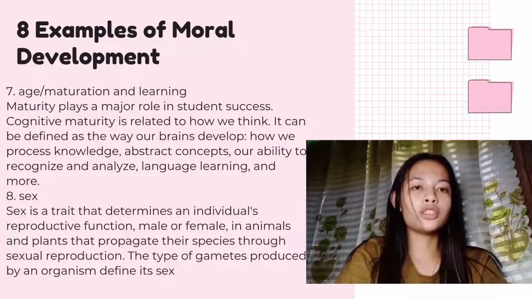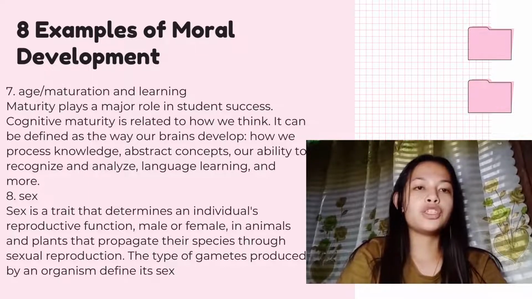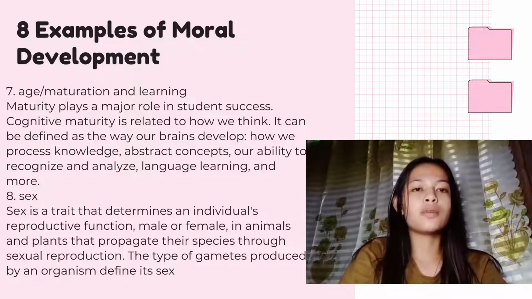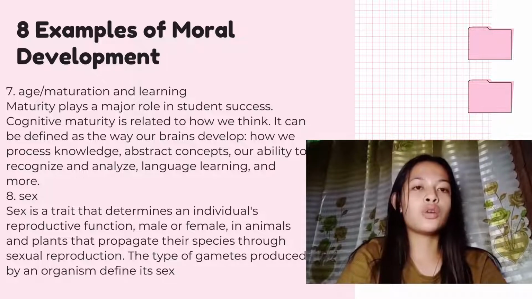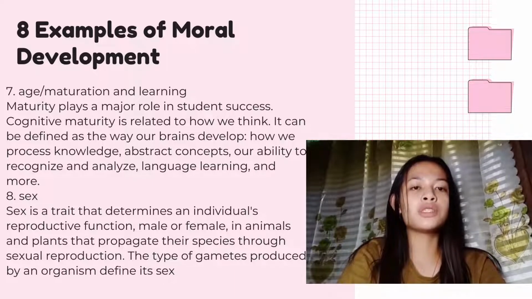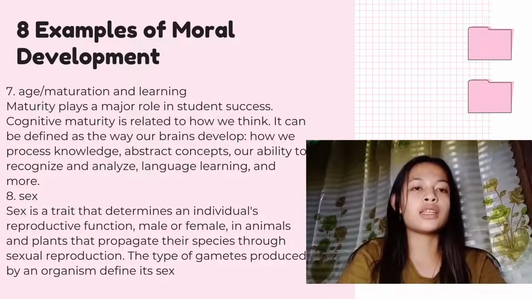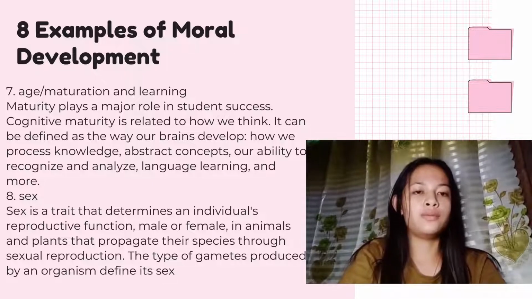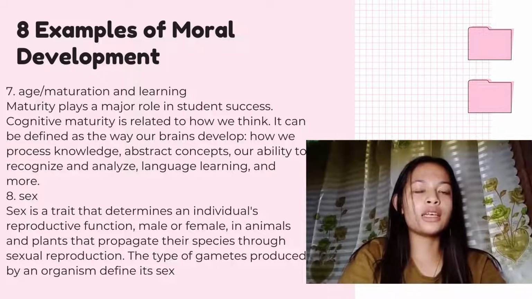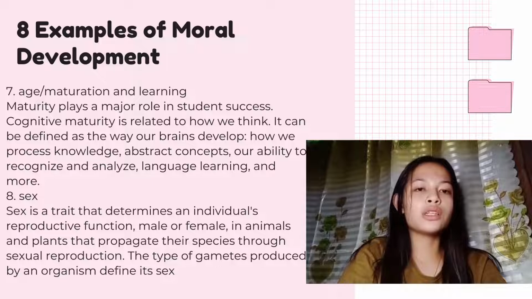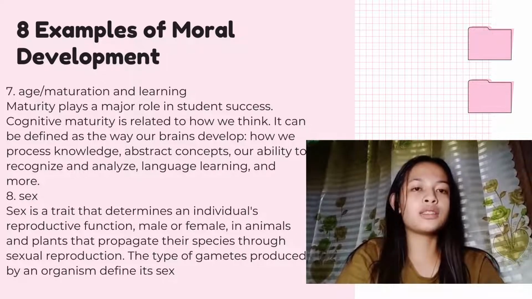Age or maturation and learning. Maturity plays a major role in a student's success. Cognitive maturity is related to how we think. It can be defined as the way our brains develop, how we process knowledge and abstract concepts, our ability to recognize and analyze, language learning, and more. Sex. Sex is a trait that determines an individual's reproductive function, male and female. In animals and plants that propagate their species through sexual reproduction, the type of gametes produced by the organism defines its sex.